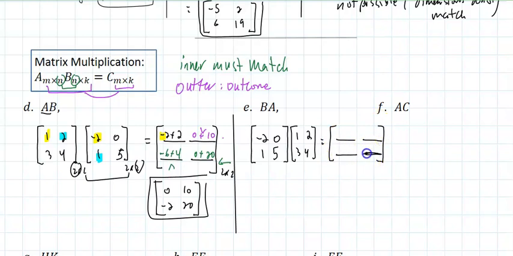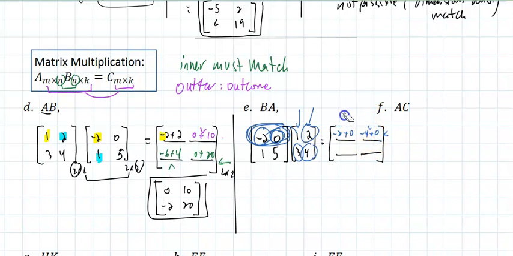So again, if I remember this correctly, this is always how I did it. To find the first row in my solution, I use the first row. The first matches the first. So negative 2 times 1 is negative 2, plus 0 times 3 is a 0. I'm still finding the first row, so I'm using the first row still. But to get the second entry, I use the second. Negative 2 times 2 is a negative 4, plus 0 times 4 is a 0.